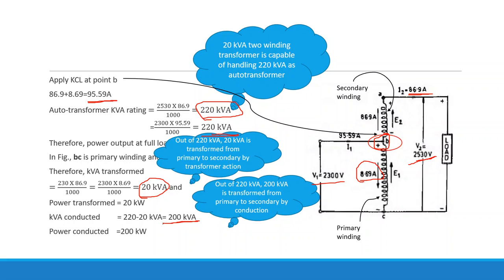What is the observation here? Why is this numerical taken here? To understand the auto transformer clearly and the difference between a two winding transformer and an auto transformer. So here transformation of certain power will be through transformer action, and from this numerical we could conclude that the majority of the power is transferred to the secondary circuit through conduction. Only a small portion is through transformer action.